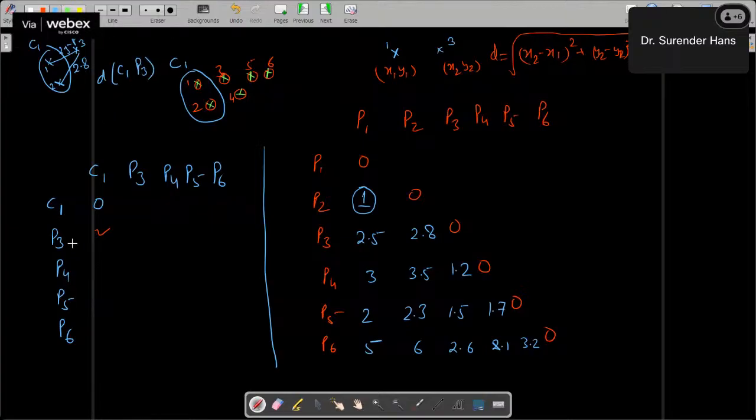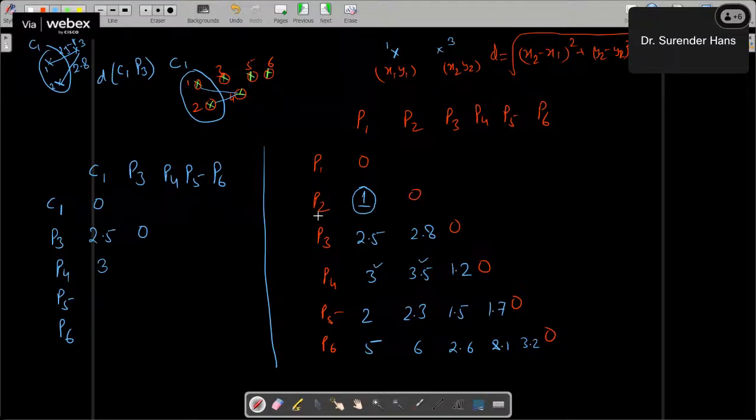Clear? So now here, let me rub this one. Now C1 to P3, C1 to P3, that is 2.5. Now P3 to P3 is 0. C1 to P4: 1 to 4 and 2 to 4. 1 to 4 is this one and 2 to 4 is this one. The minimum is 3. Just write down here, that is 3.